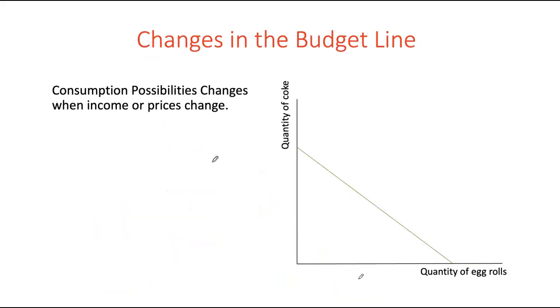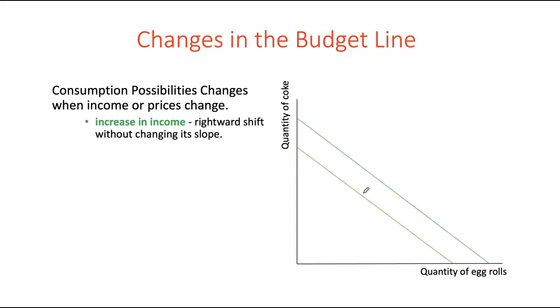Now, consumption possibilities are not static. They can change if income changes or the prices that we are facing change for either of these two goods. Let's look at the first hypothetical assumption. What happens if income changes? If income changes and price of egg rolls and coke, or price of the two goods, are not changing, this would translate into a rightward shift in your budget line. The budget line will shift outwards and it's a parallel shift.